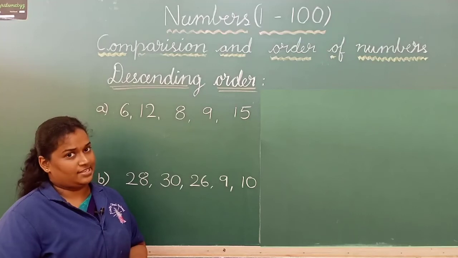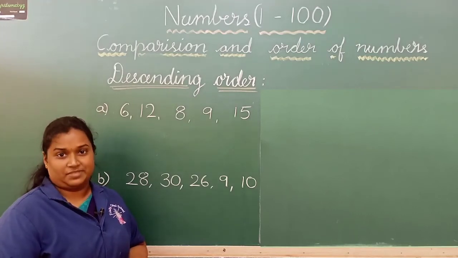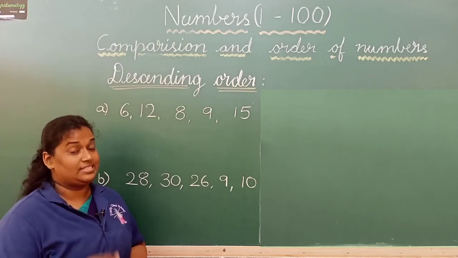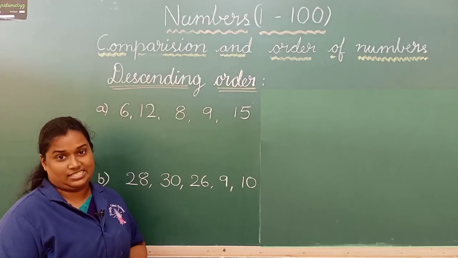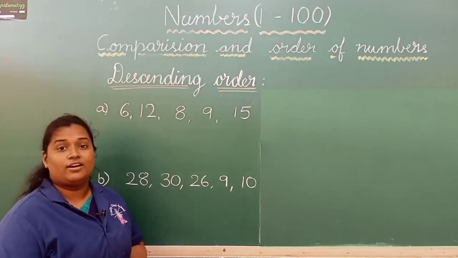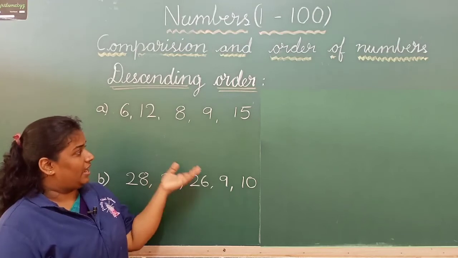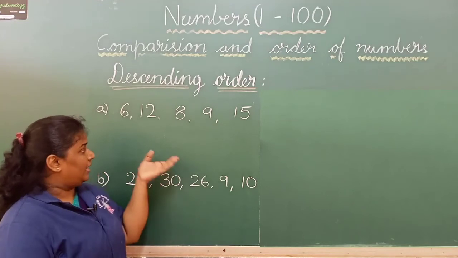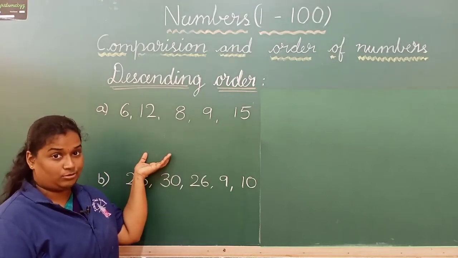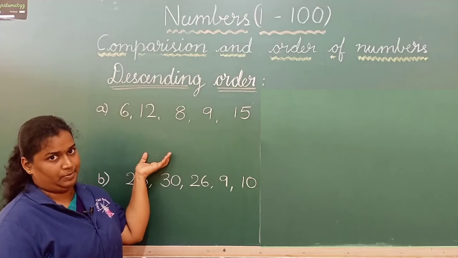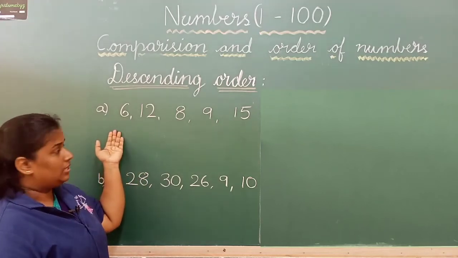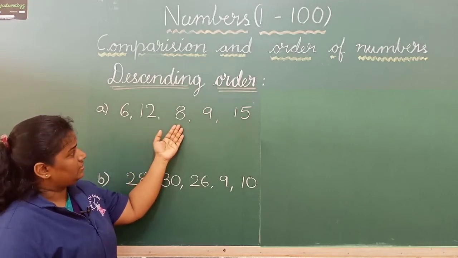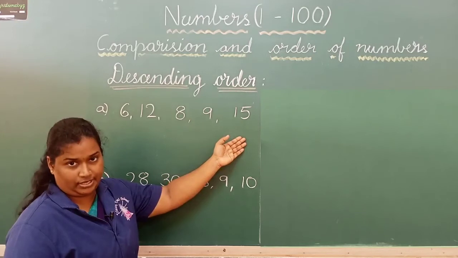What do you mean by descending order of numbers? Yes, writing numbers from greater to smaller, that is, decreasing order, is called descending order of numbers. So let us write these numbers in descending order. To write descending order, first we have to identify the greatest number. In the first question, the given numbers are 6, 12, 8, 9 and 15.